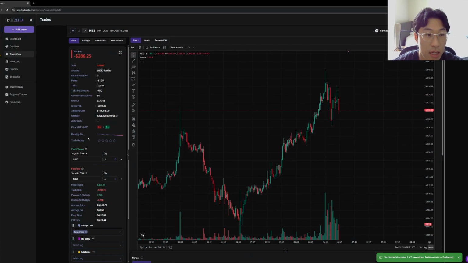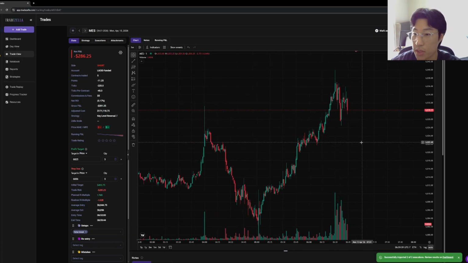Just to give some details on the trade itself, we lost negative $286, 5 contracts traded, 5 micros. The initial target was $493. Our average time in the trade was about 7 minutes. And the average planned R multiple was 1.76. So I guess it just wasn't really a great planned trade to begin with. I guess it was something that I could have stayed out of.